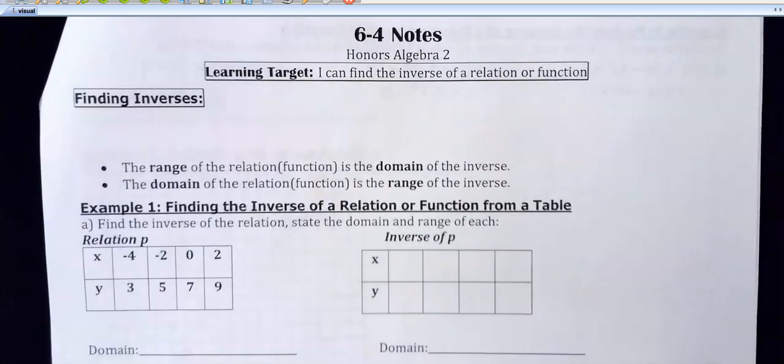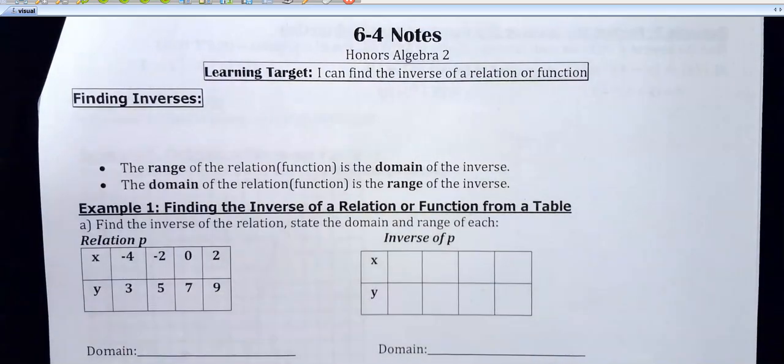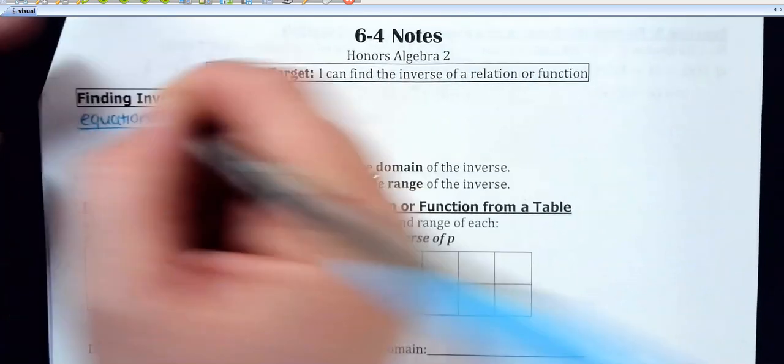In general, if you're finding an inverse, there's a couple different ways this can look depending on if you have a graph, if you have a table, if you have an equation. All right, so I'm going to start and write out what to do if you have an equation, which is going to mostly be on the back of the notes today.